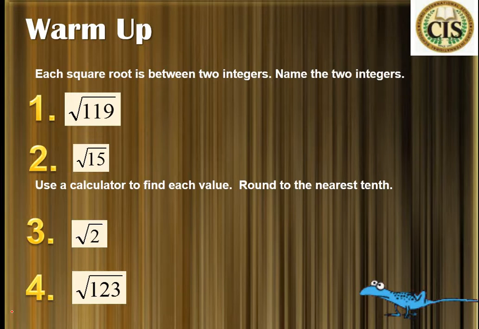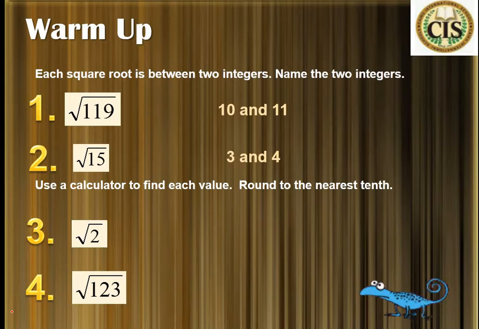Name the two integers that root 119 is included between. Very good. It will be 10 and 11. Root 15 is included between two integers. Very good. 3 and 4.